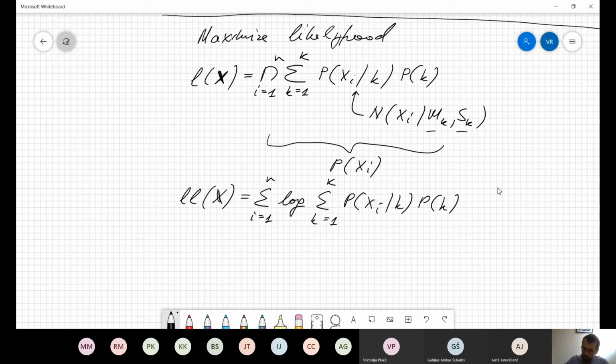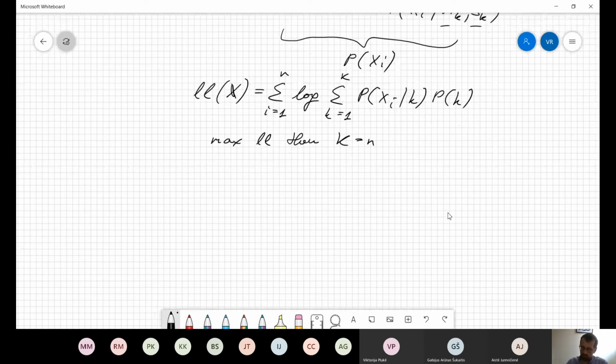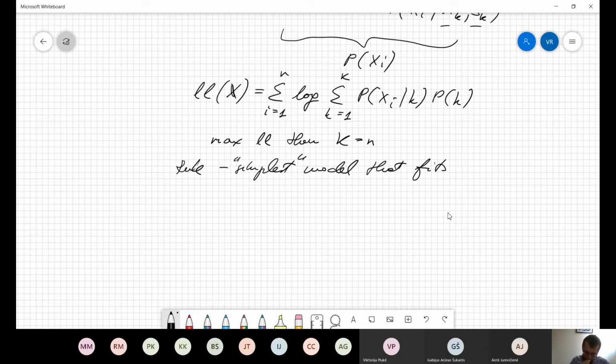Obviously you will get the maximum log likelihood or likelihood when k equals n, because the points will actually belong to the distributions they represent. So there is a rule that you should pick the simplest model that fits. We put "simplest" in quotes: pick the simplest model that fits.